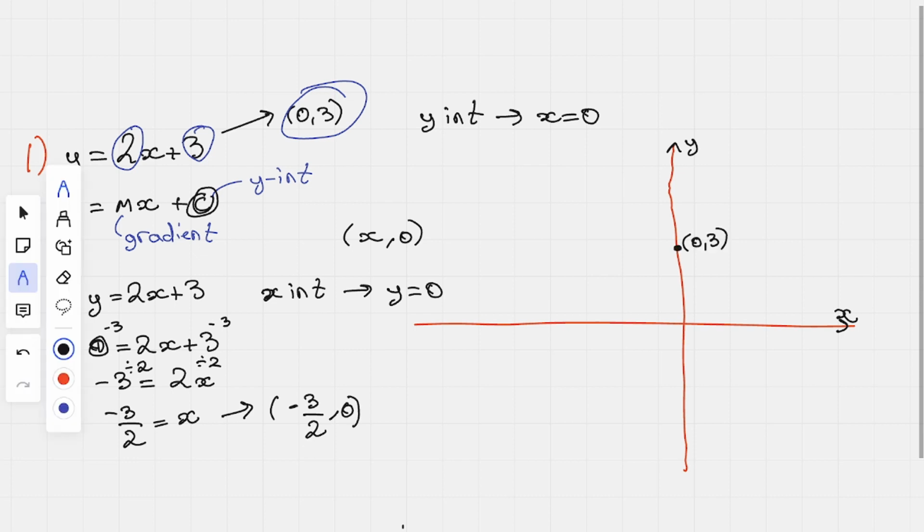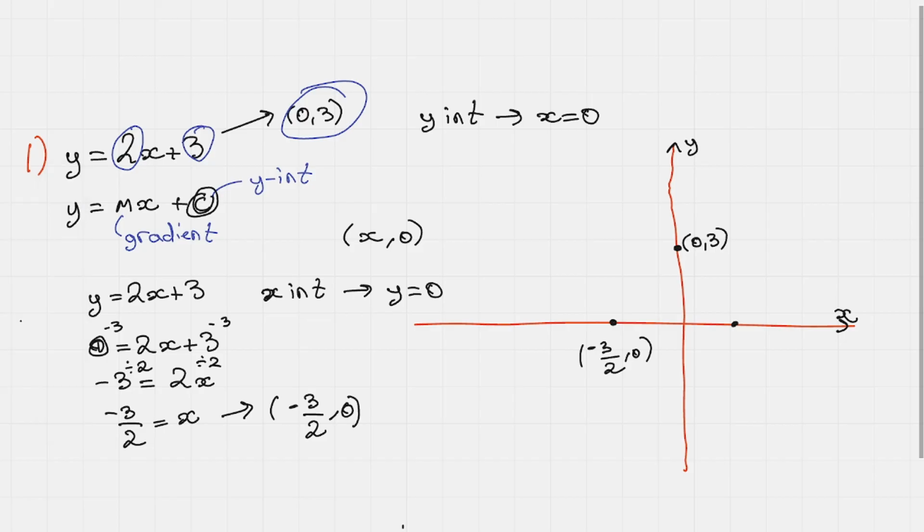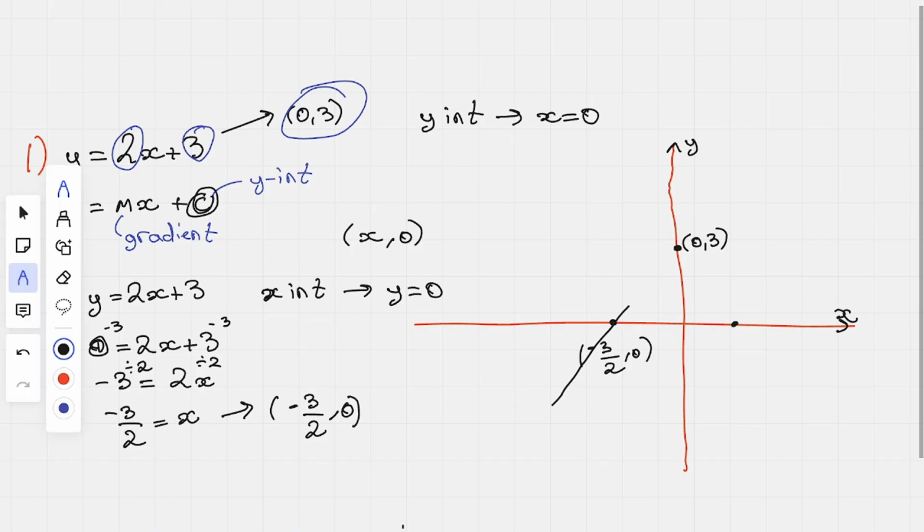Always remember to write the proper coordinates. Don't just write 3, you want to write (0, 3) in order to get full marks in your question. And the x-intercept over here would be (negative 3 over 2, 0). So you've got the x-intercept, you've got the y-intercept, and all you have to do is sketch a line. Try to do it as straight as possible. Sketch a line through these 2 points.